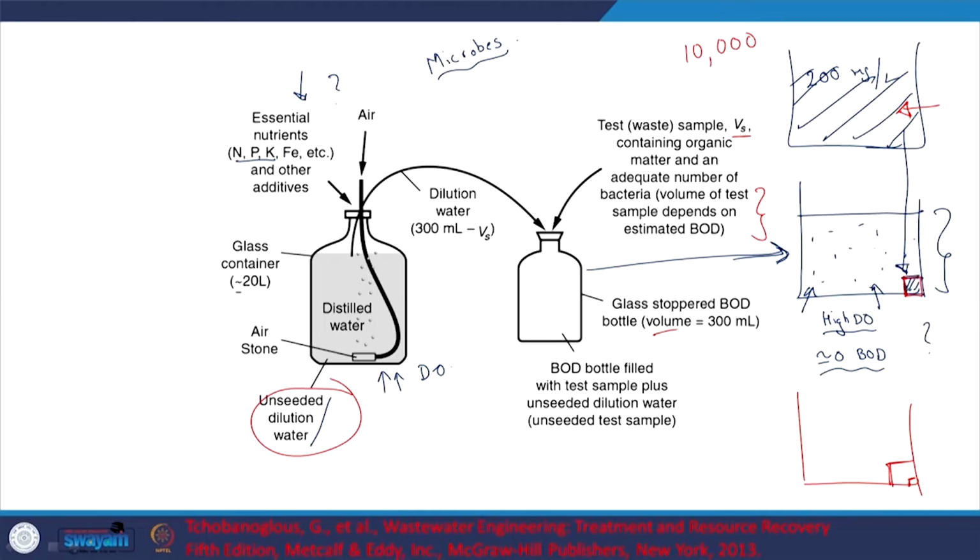And as I mentioned, typical volume of this BOD bottle is 300 ml, and then the rest of this 300 ml is made up by adding this dilution water, as I mentioned. And now I am going to have a sample that I can use to test for my BOD, let us say, right. And how do I go about that?